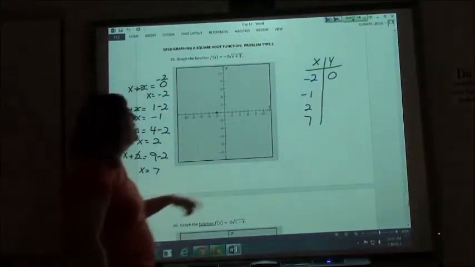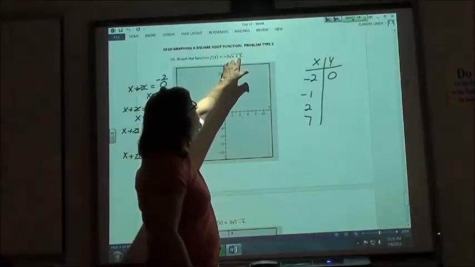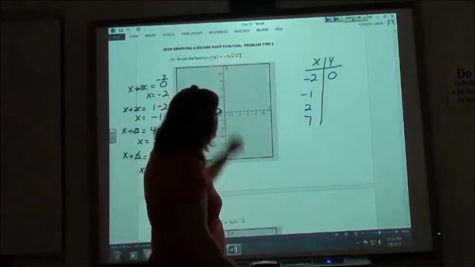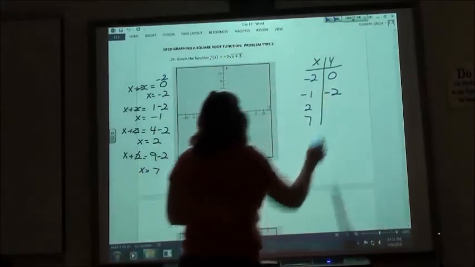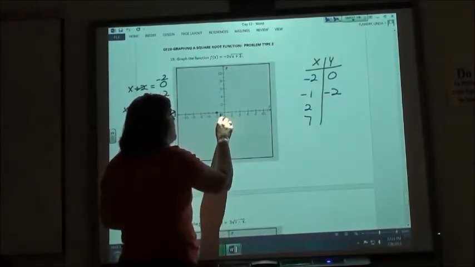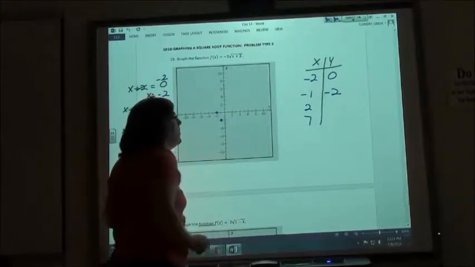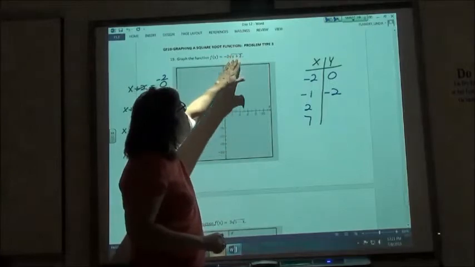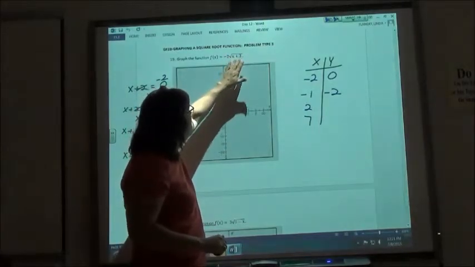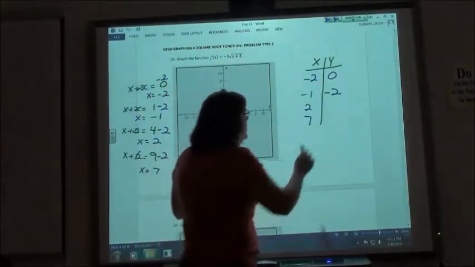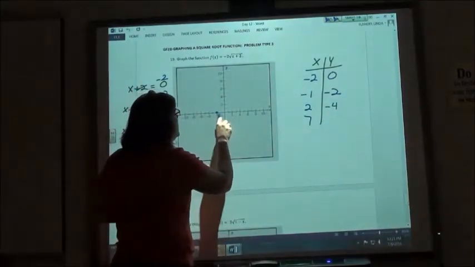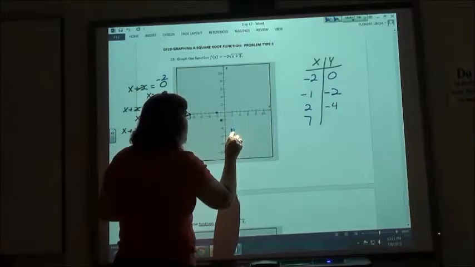Then I'm going to put in the -1. -1 plus 2 is 1. The square root of 1 is still 1. 1 times the -2 in front is -2. So -1, -2. I'm going to put in the 2. 2 plus 2 is 4. The square root of 4 is 2. 2 times the -2 would be -4. So 2 is going to go down to -4.